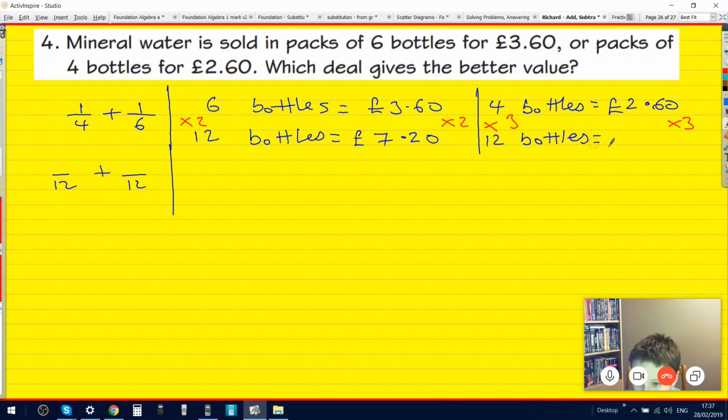Okay, I got an answer of £7.80. Okay, and so which pack is better value?